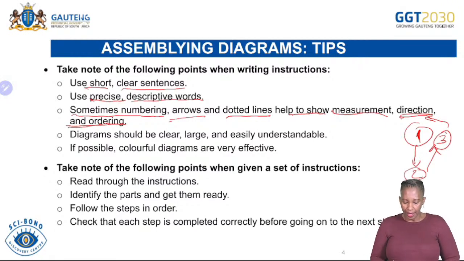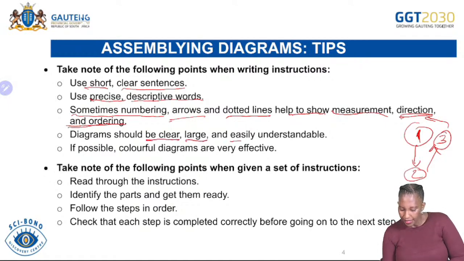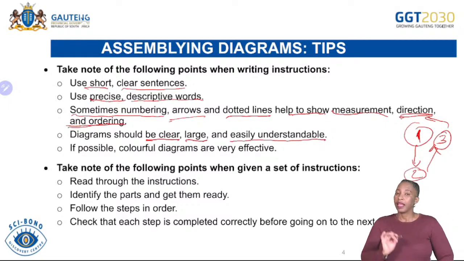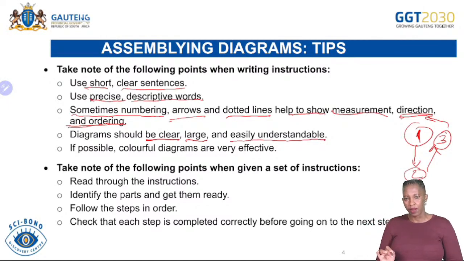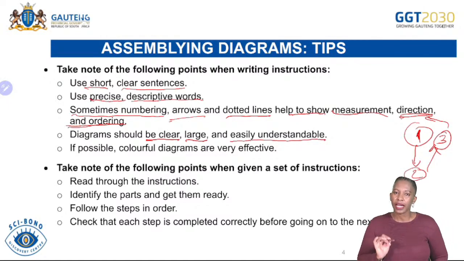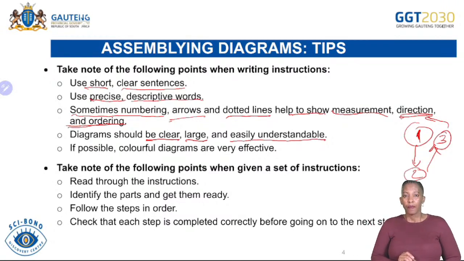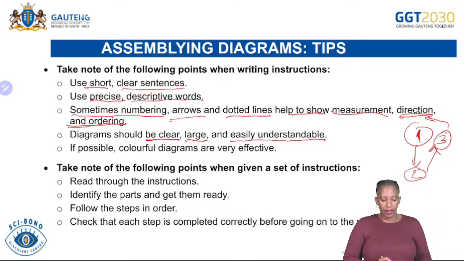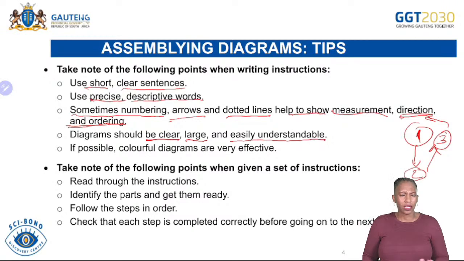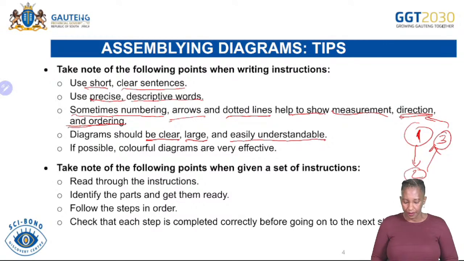Diagrams should be clear. Your diagrams should be clear, large, and easily understandable. Remember, if you give me a small diagram, I won't be able to interpret it. I won't be able to read it, because maybe I am short-sighted. Then I'll need some glasses to go through the diagrams, or to go through the picture given. Then if it's not clear, it will make my life difficult in terms of assembly.